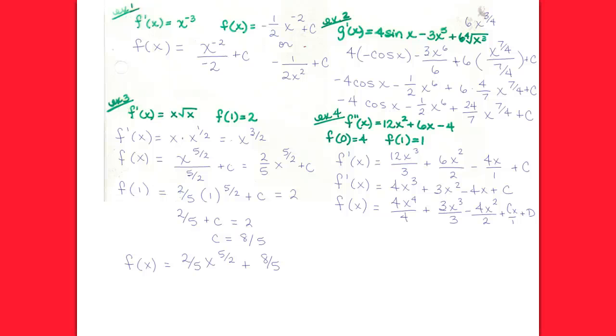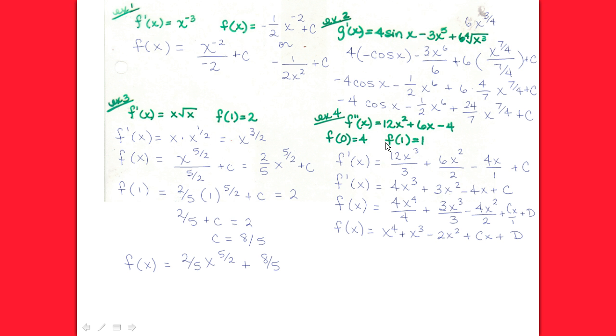And then again, I could simplify that a little bit. 4 divided by 4 is 1, 3 divided by 3 is 1, 4 divided by 2 is 2, c divided by 1 is c. Okay, so now that we've got our f of x, now we can go back and use that initial information that they gave us up here at the top.